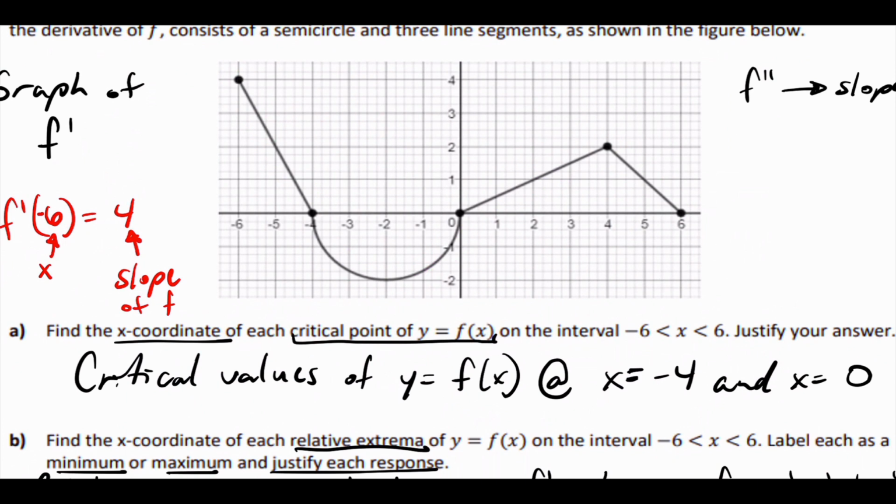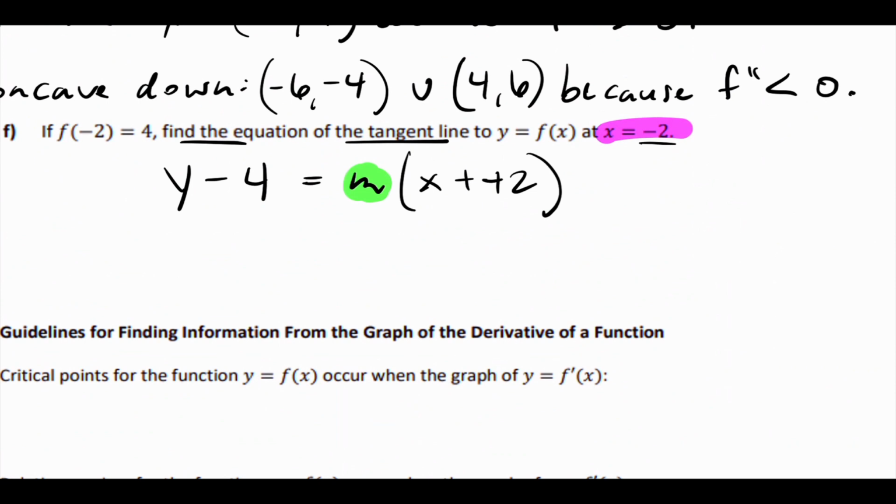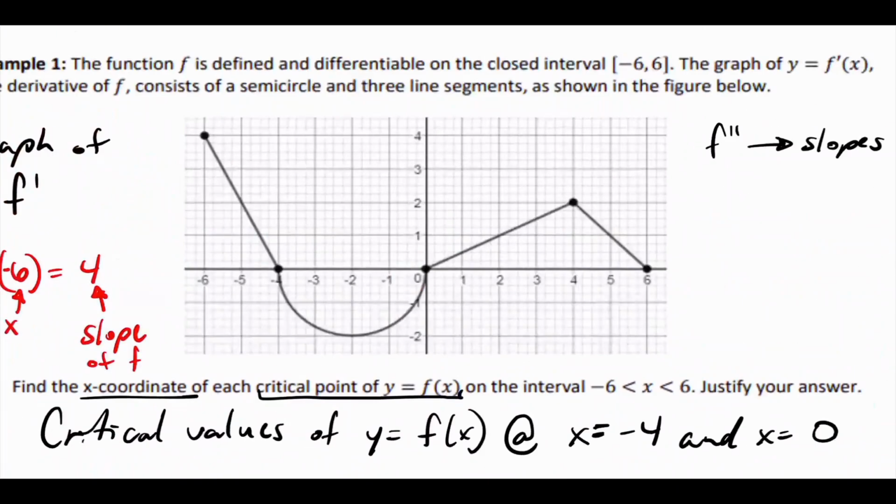What does the graph represent? F prime. And what is f prime again? The slopes of f, right? This is all slopes of f. This is a graph of slopes of f. Isn't that what we're trying to find? We're trying to find a slope of f, right? The only question is, where am I trying to find the slope of f? At negative 2. So let's go to negative 2.